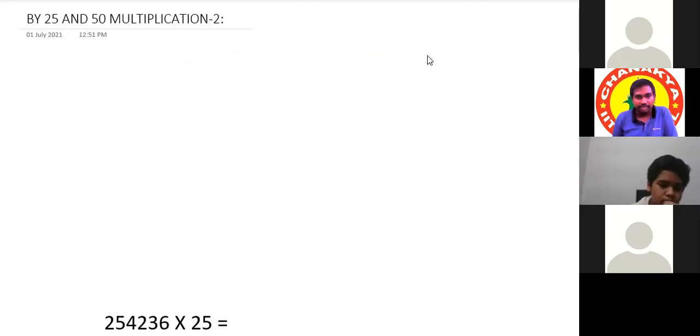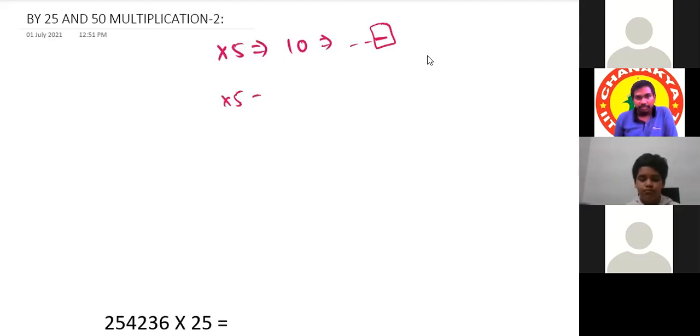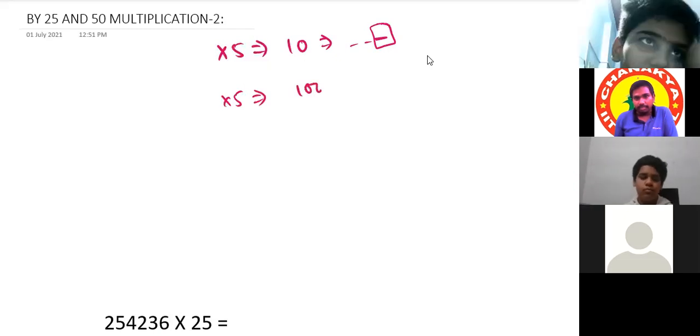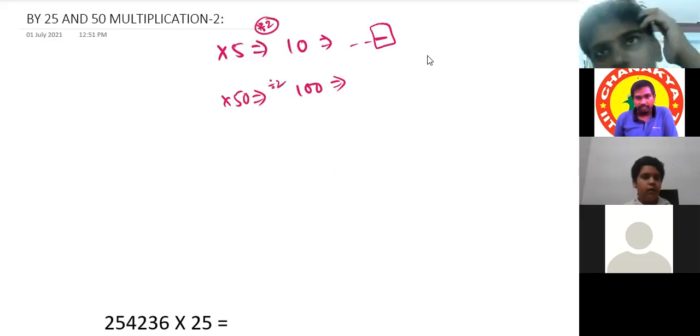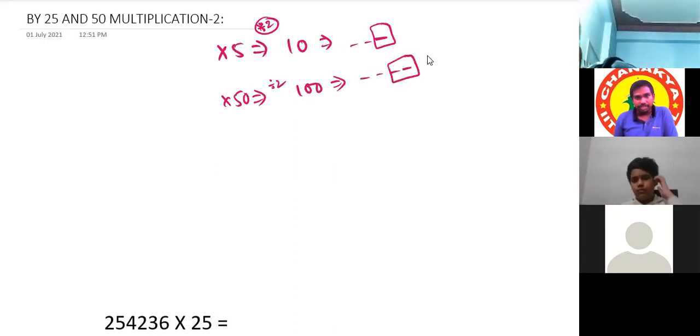See, just wait. If it is into 5, we are making it 10 by multiplying by 2, so here we divide by 2, and we are placing the last digit. We are discussing the last digit, right? If it is into 50, we are making it 100 by multiplying by 2. So here also we are dividing by 2. If it is 50, we are making it 100, and we are telling about the last 2 digits, right?